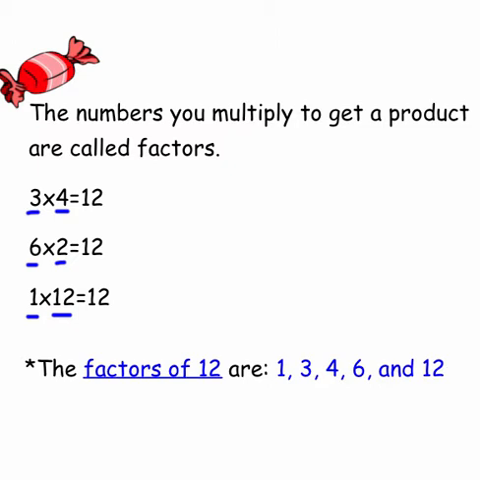Now, remember that example where I asked you about the 5 candies? Can 5 candies be multiplied by anything to get up to 12? If we do 5 times 1, we would get 5. If I did 5 times 2, I would get 10. If I did 5 times 3, I'd get 15. There's no way to multiply 5 by another number to end up with 12. So 5 was not a factor of 12.